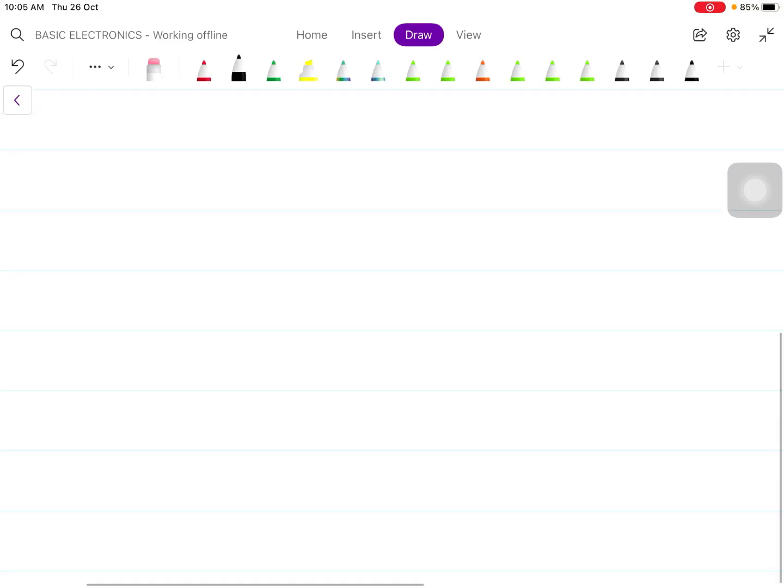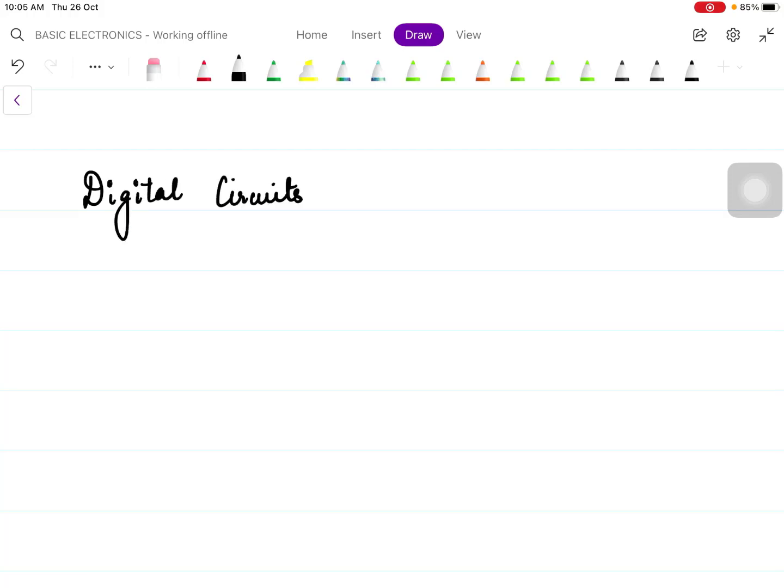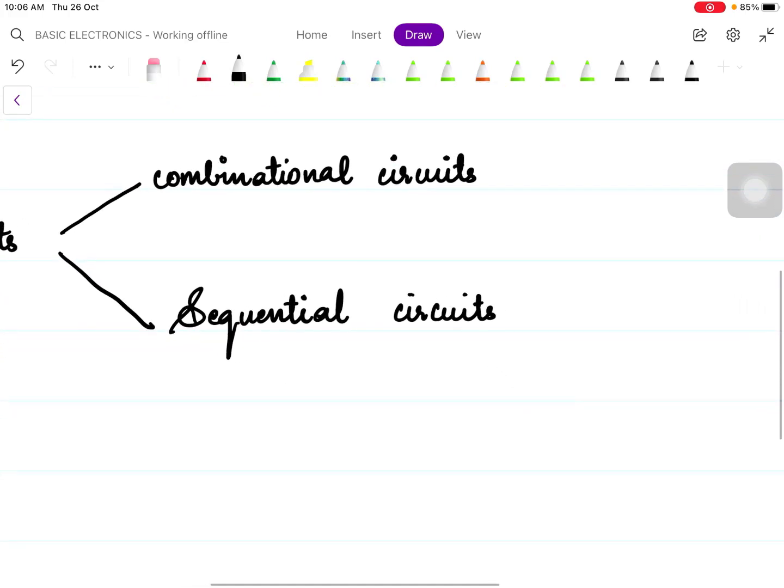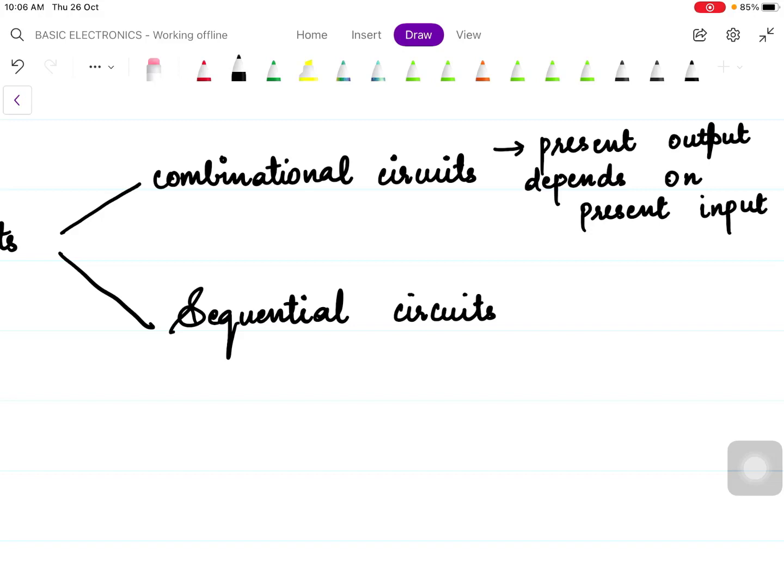So let us begin. Digital circuits are mainly classified into two types. What are they? They are combinational circuits and sequential circuits. In the case of combinational circuits, we need to remember that the present output, or the output at any time, depends upon the input at that particular time. That means the present output depends upon the present input.